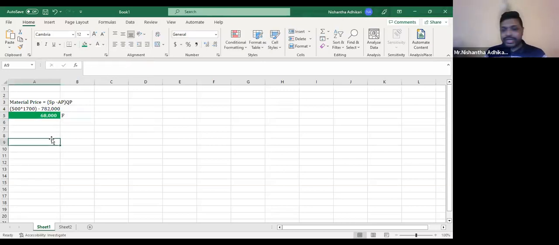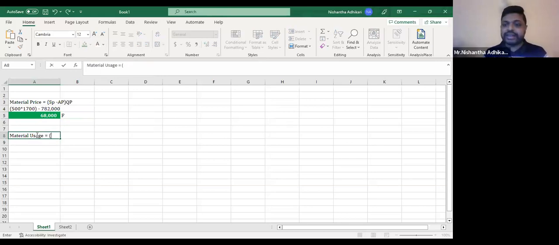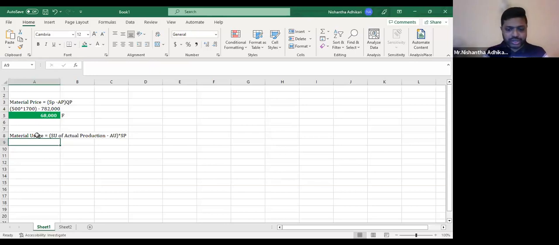Then we will look at material usage variance, whether you have efficiently used the material or not. How to calculate? Now you have manufactured 750 units. You have to find out the standard usage of actual production minus actual usage, AU, into standard price. If we work out the illustration, each unit required 2 kilograms. You have manufactured 750 units. Then actual usage is 1700 kilograms.